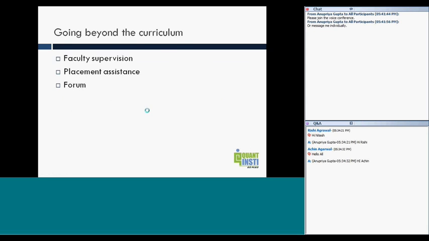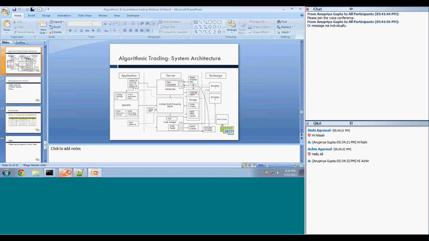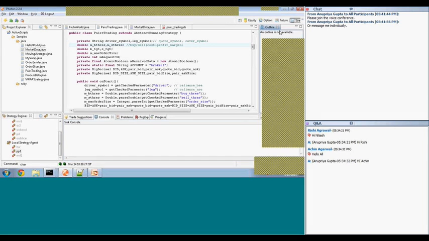So that's about algorithmic trading. Now what we'll do is quickly go through an algorithmic trading platform. I'll just show you how it actually looks. This is one of the open source platforms. I'll just minimize everything for this. Sorry.